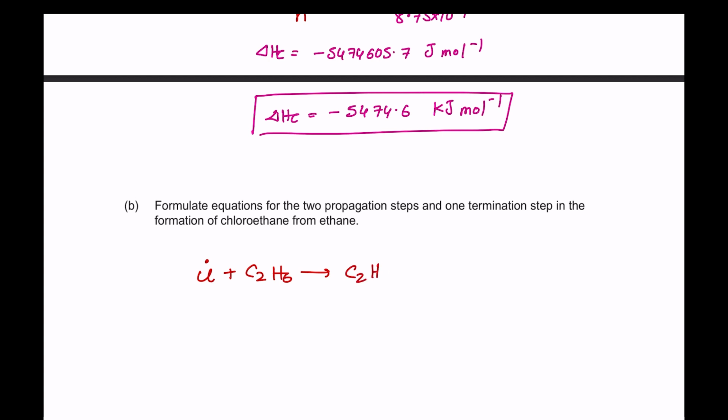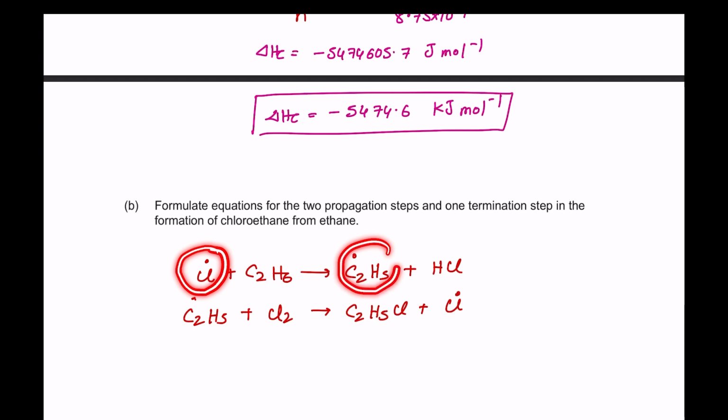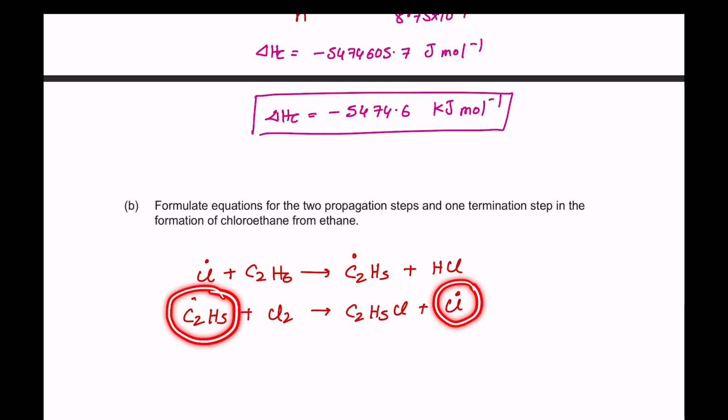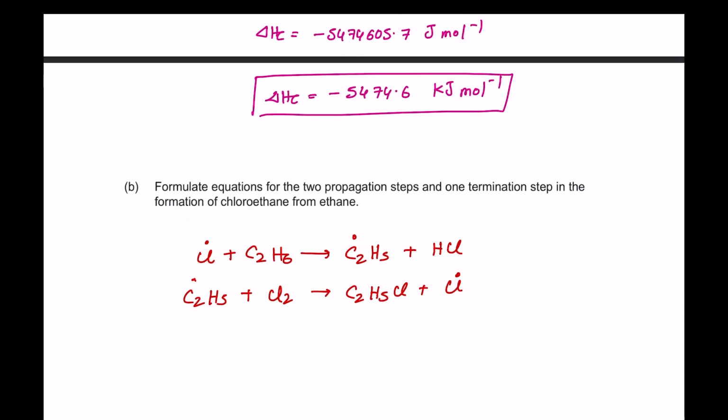This would be C2H5 radical plus HCl. Another propagation step is C2H5 radical plus Cl2, which gives you C2H5Cl plus Cl radical. These are propagation steps. Just note that the number of free radicals on the reactant side was 1 and on the product side is also 1. Same for this case: 1 on the reactant side, 1 on the product side. These are the propagation steps.